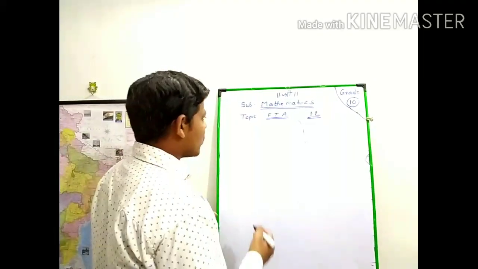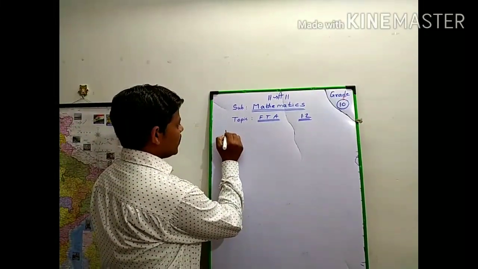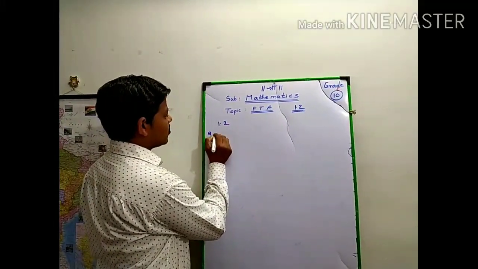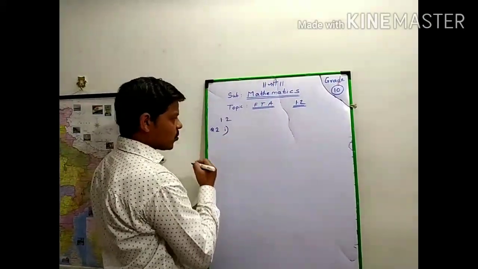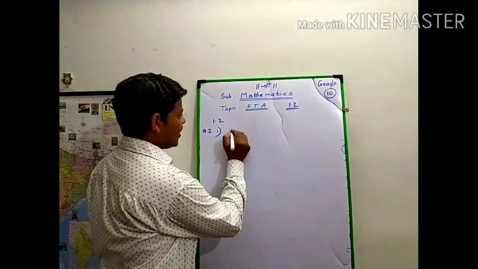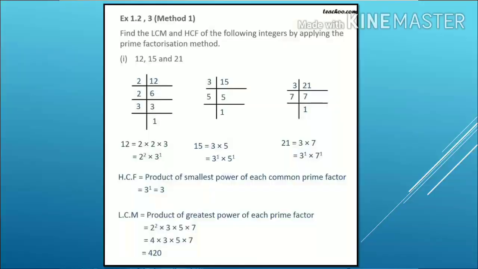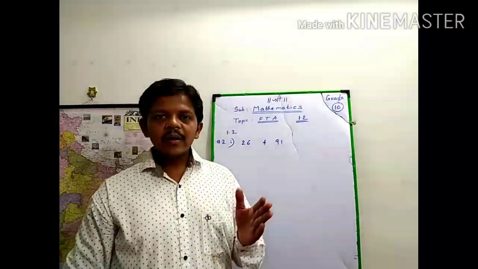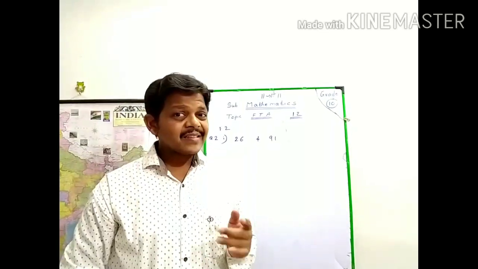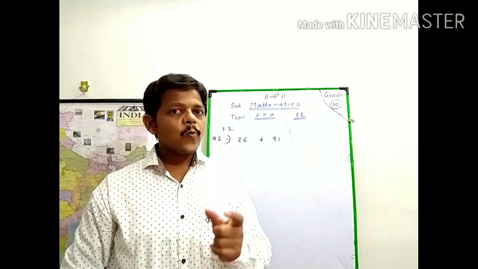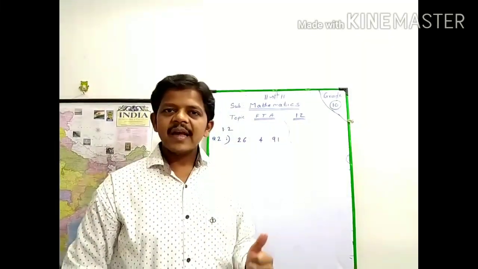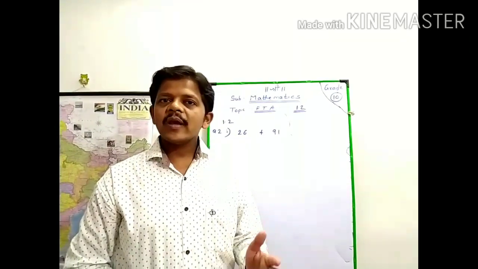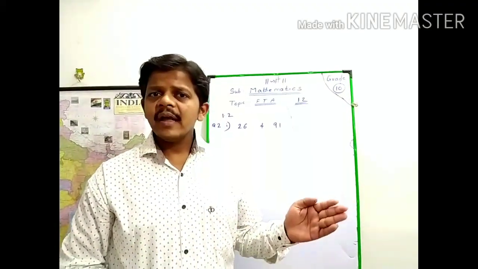Our example in our book is exercise 1.2. I'm starting with question number 2. First question, wherein they have asked us to find the HCF and LCM of 26 and 91. Now, dear students, using the FTA, that is the prime factorization, we can prime factorize 26 and 91. In fact, we can prime factorize any given integers.